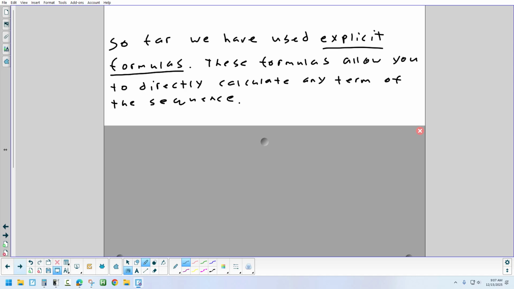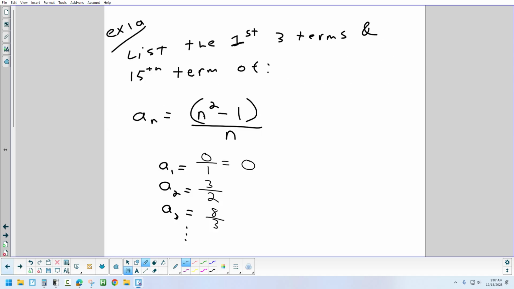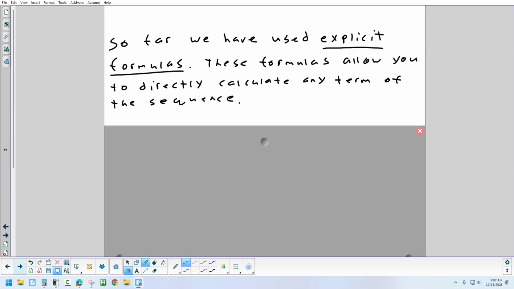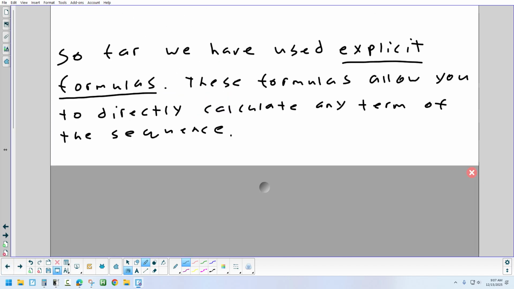All right, so the two formulas that I've given you here, the formula for sequence A and sequence B, are both what we call explicit formulas. That's the best kind of formula to have. Explicit formulas allow you to calculate any term in the sequence you want directly. So if you want to know the 300th term, you can just find the 300th term.